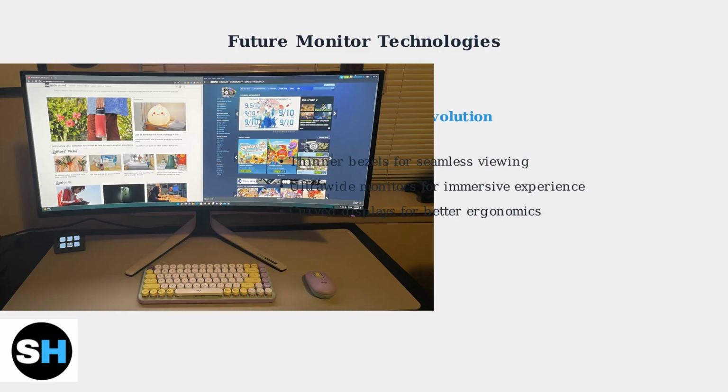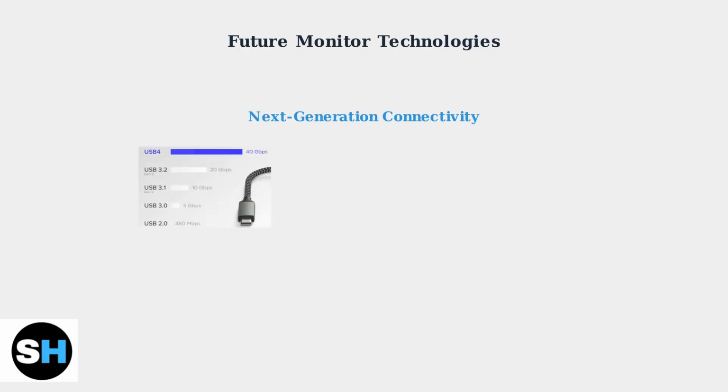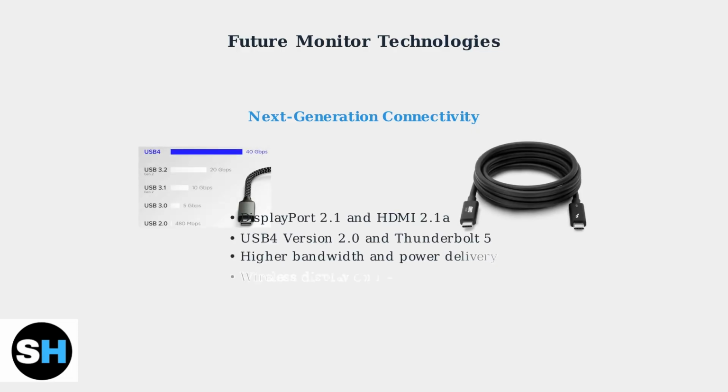Curved displays are gaining popularity for their immersive viewing experience and improved ergonomics. Emerging connectivity standards like DisplayPort 2.1, HDMI 2.1a, USB 4 version 2.0, and Thunderbolt 5 offer dramatically higher bandwidths and improved power delivery. Wireless connectivity is also advancing, enabling truly cable-free setups. These technological advances will transform how we interact with displays, offering better performance, enhanced comfort, and more flexible connectivity options for the modern workspace.